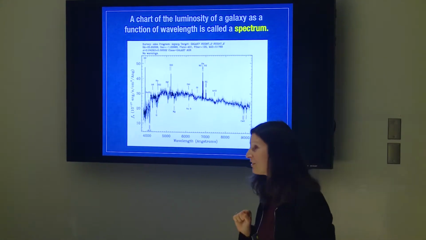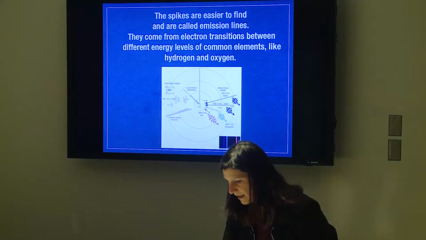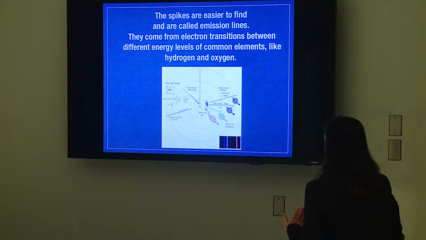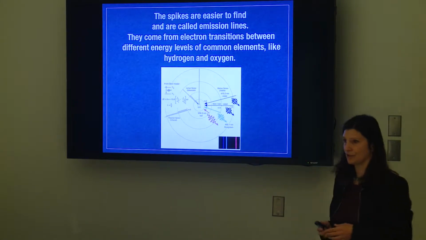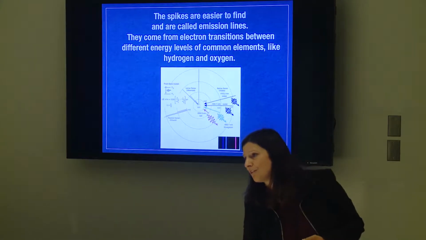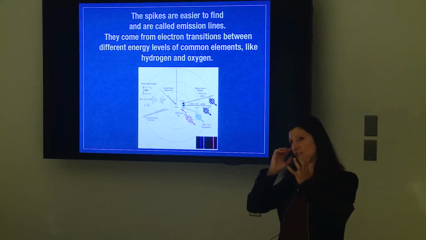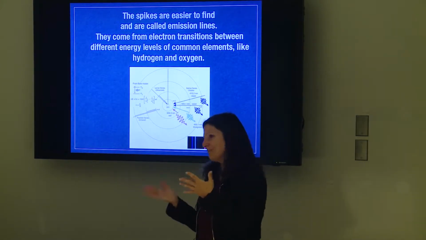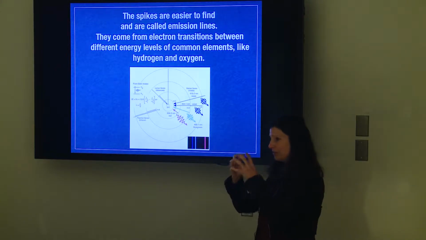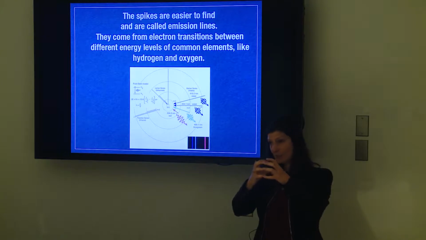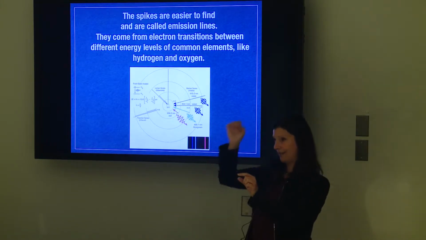Okay, great. So the spikes come from what are called emission lines, and they come from electron transitions between different energy levels of common elements like hydrogen and oxygen. I don't know if you've seen the Bohr model of the atom. As we know, it's kind of wrong, it's a simplification, but it works to understand a bunch of these things. In the Bohr model, you have the nucleus with particles like protons and neutrons, and then you have electrons running around.